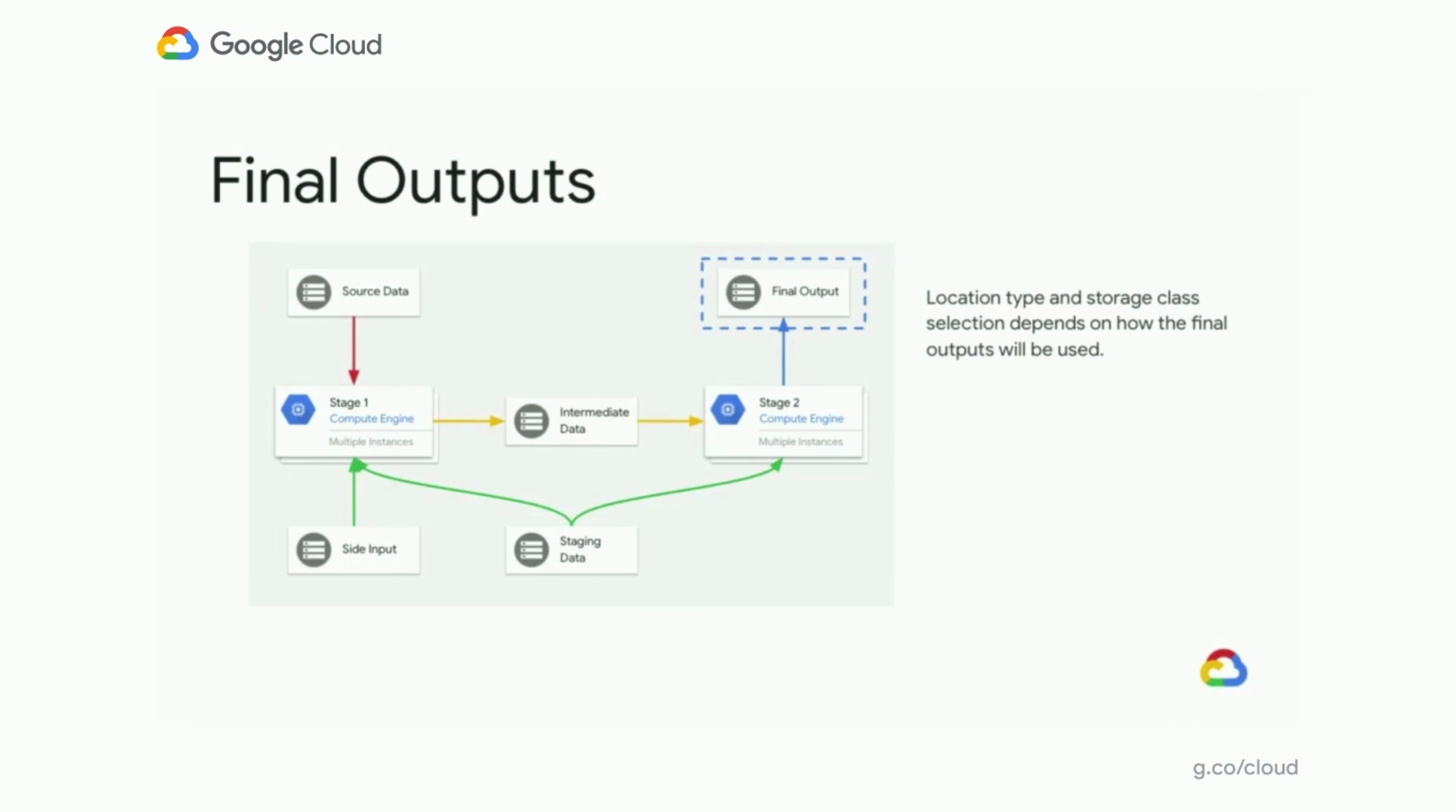And finally, you have final outputs that your pipeline produces. The choice of location type and storage class for this data really depends on what you plan to do with the data. For example, if your pipeline is producing processed images to be served to internet users, then really the recommendations that Jeff shared earlier about content serving workloads apply. Or if these final outputs are fed into another pipeline, then it really acts as source data, and the recommendations that I shared earlier about source data apply.